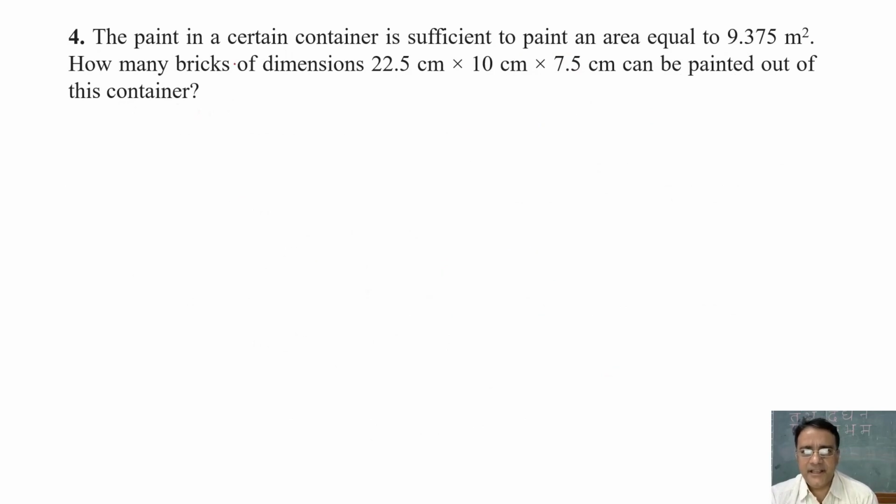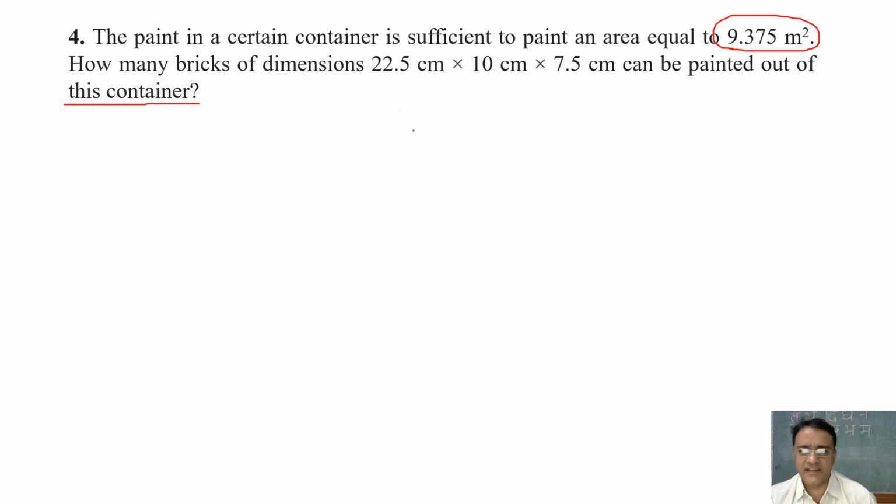The paint in a certain container is sufficient to paint an area equal to 9.375 meters square. How many bricks of dimensions 22.5 centimeter by 10 centimeter by 7.5 centimeter can be painted out of this container?